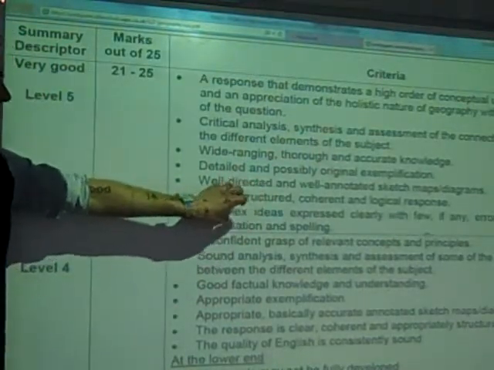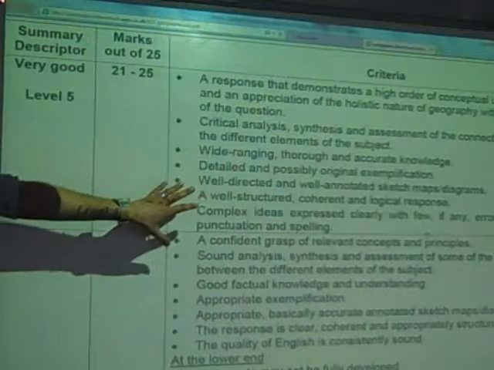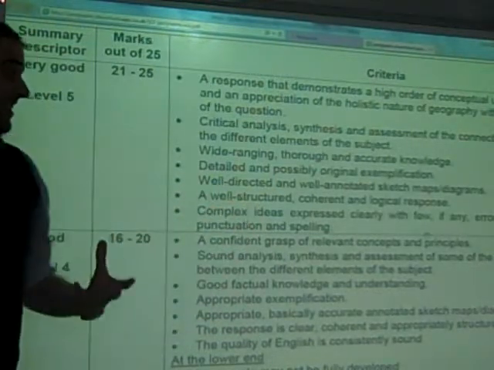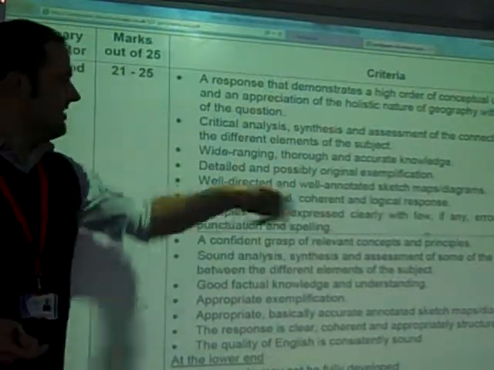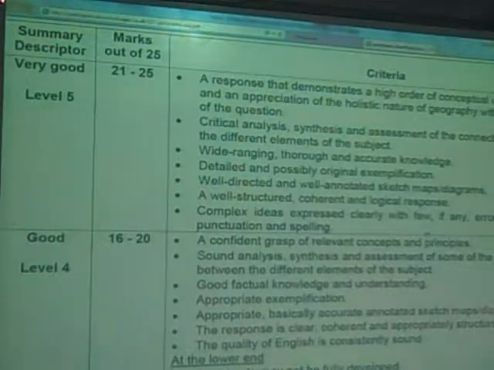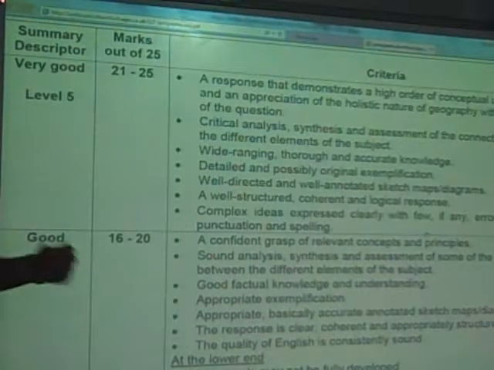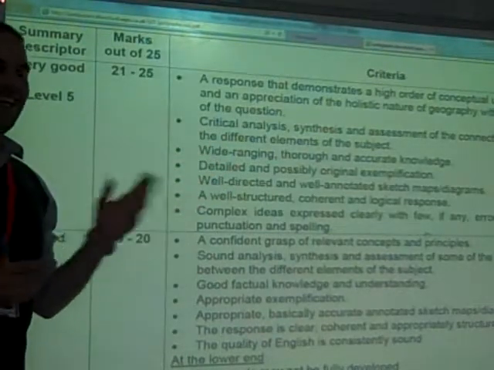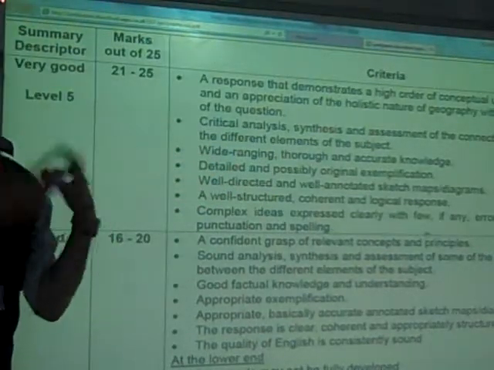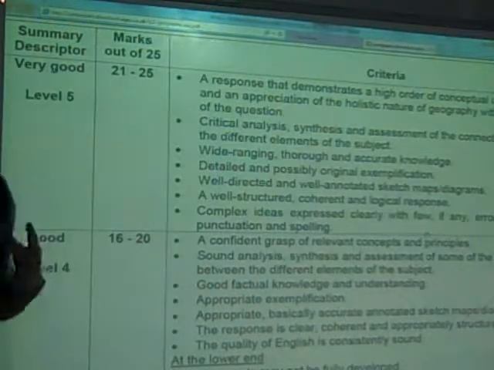One key thing which actually can boost your mark, especially in glaciation, is to include well-directed and well-annotated sketch maps or diagrams. It's a little bit awkward in development as there's not much you can draw, although you can actually bring in things like population pyramids or the demographic transition model from population if that was useful.